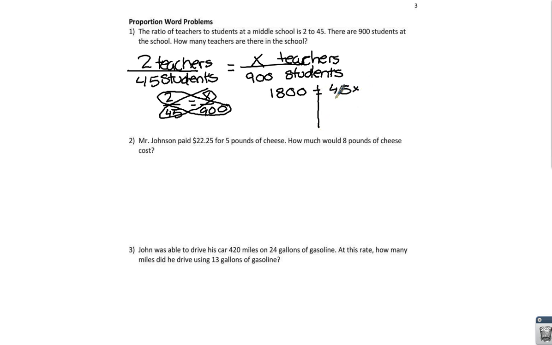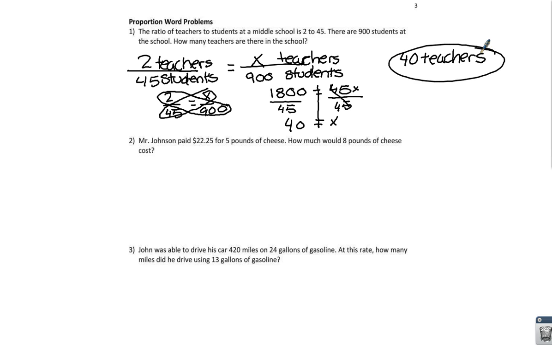So we're looking at the side with our variable. We are multiplying. The opposite of multiplication is division. So we're dividing both sides by 45. Cross out what you use, bring down what you have left. So we have x equals 40, and we're not done yet because we do not have a label. So we have 40 teachers when there's 900 students. So that's our answer with a label. There has to be a label.